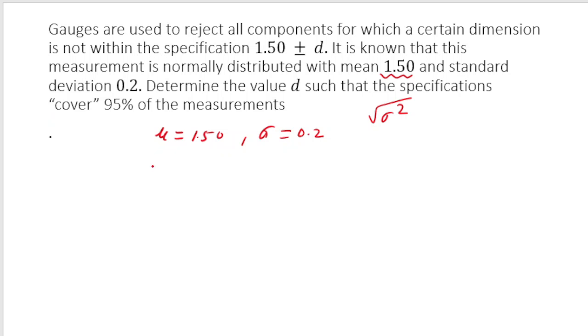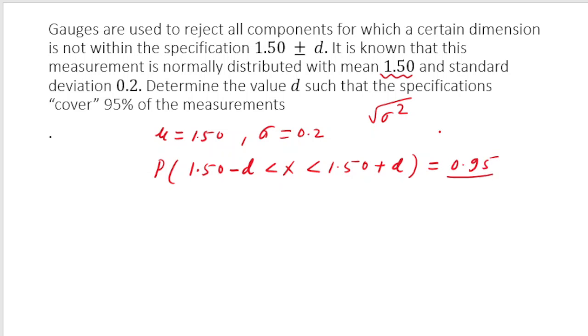They are asking for what value d a specification will cover 95%. Determine the value d such that a specification covers 95% of the measurement. So I have to calculate the probability that 1.50 minus d less than x less than 1.50 plus d, and this probability should be equal to 0.95. I hope you are getting it.